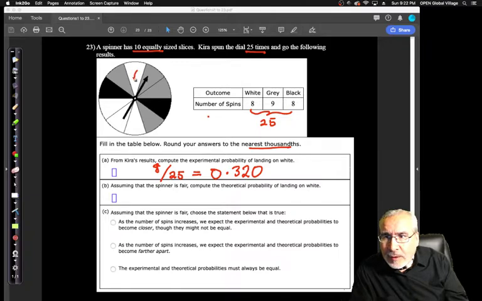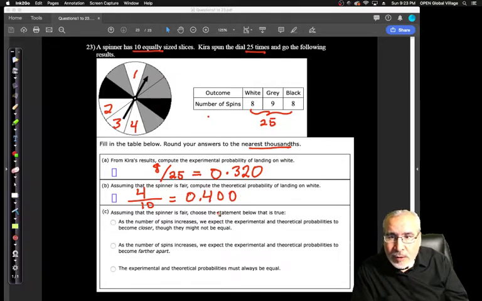Assuming the spinner is fair, compute the theoretical probability of landing on white. So we've got 1, 2, 3, 4 white spaces out of a total of 10. So theoretically, we should get 4 out of 10 times. 4 divided by 10 is going to be 0.400, 40%.